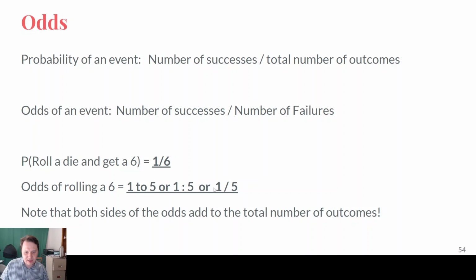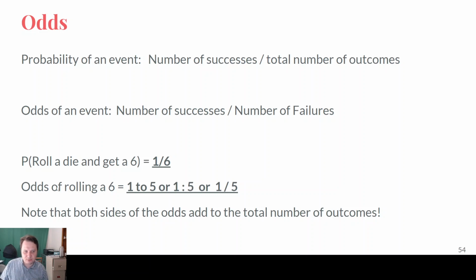All of these mean the same thing. So the odds of rolling a 6 are 1 to 5. With a colon, this also means 1 to 5. Or you can write it 1 over 5. Now, I don't like using this one because it gets confusing. The one I prefer is the colon, because when you see a colon, usually you're talking about odds. So I recommend you use the colon, 1 to 5.